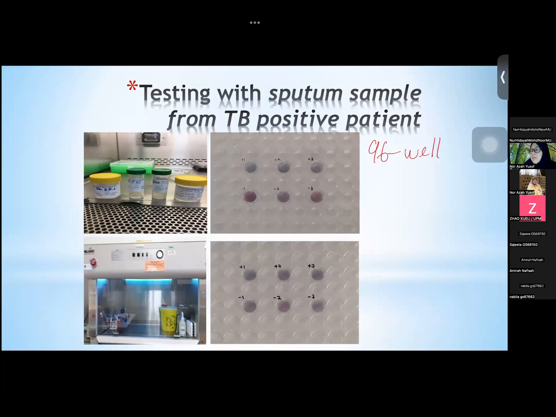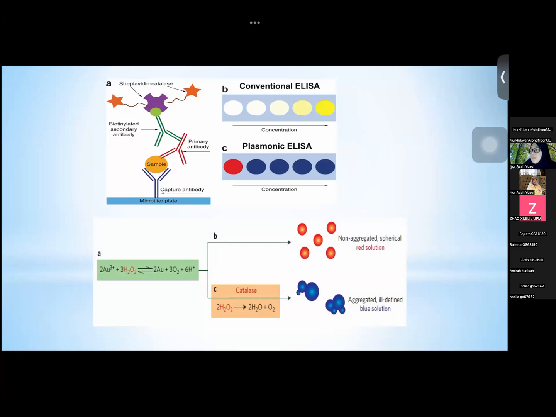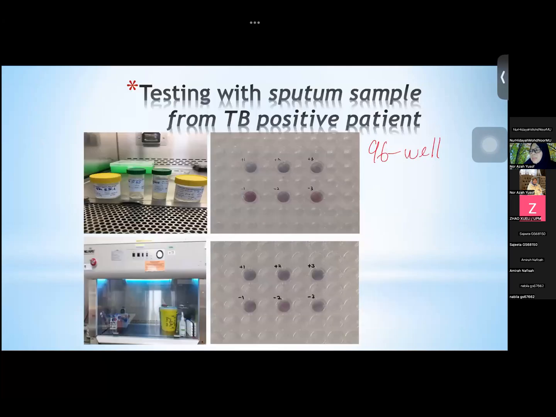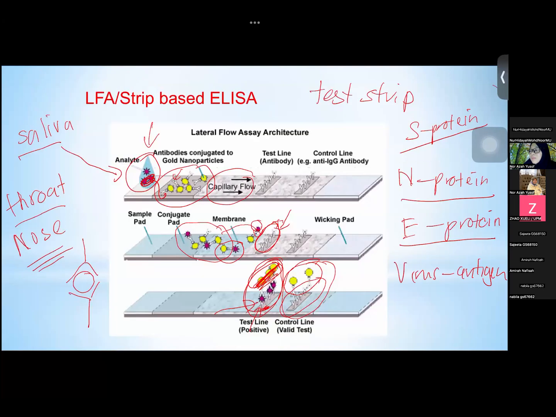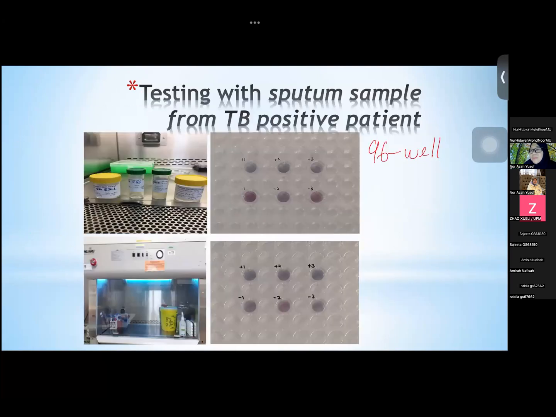So you can imagine how many samples that we can test at one time. And this is also color based, but using 96 well, we call this. Okay, so this is another type of optical, but naked eye. So instead of using test strip, you can use this 96 well.